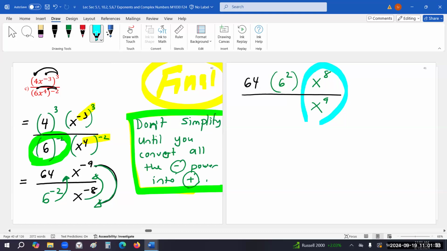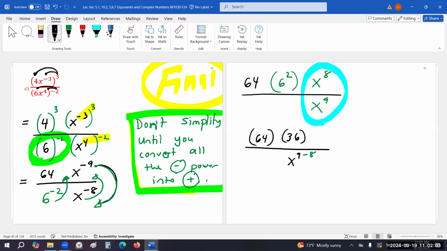So how do you combine powers? Subtract. So which one are you going to subtract? Which one are you going to keep, the numerator or the denominator? We are going to keep the denominator because it's bigger. We're going to subtract the numerator 8. And now the numbers, 64 times, what is 6 squared?